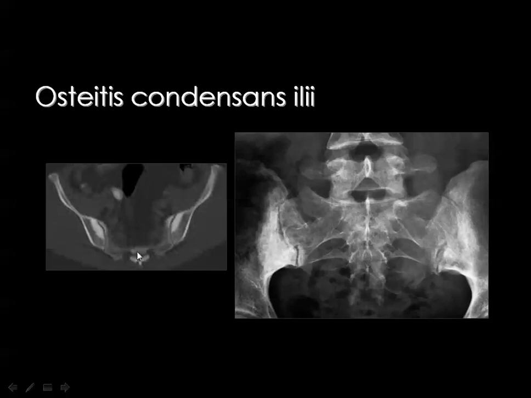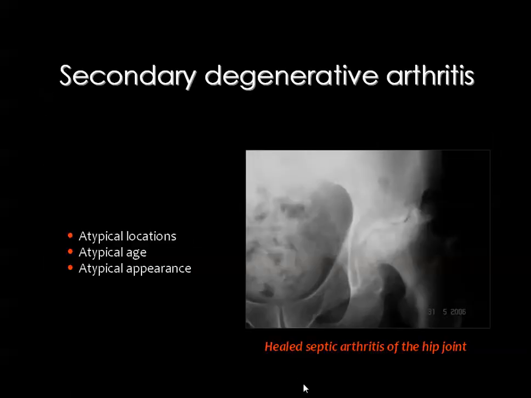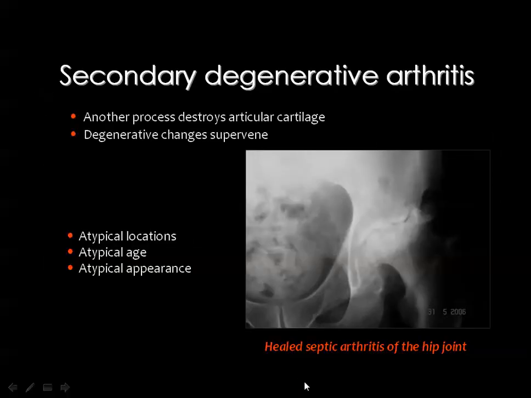And this is an example by CT and by X-ray. Bilateral sclerotic reaction on the iliac side of the sacroiliac joint. The joint space is well preserved. The sacral side does not show any pathologic changes. Then secondary osteoarthritis is the osteoarthritis developing on top of a previously existing joint disease, like infection, like trauma, like any kind of, let's say, surgery or endoscopy, for example.